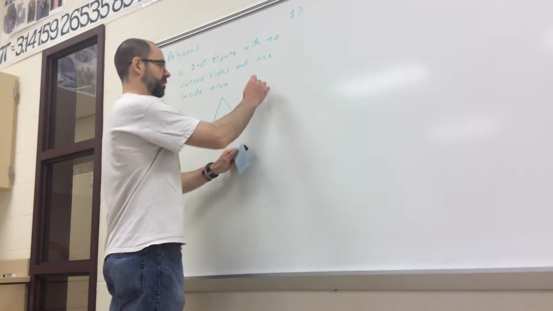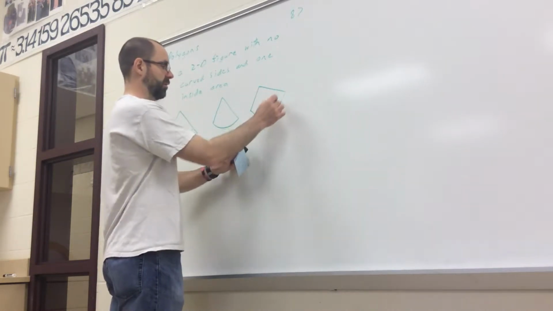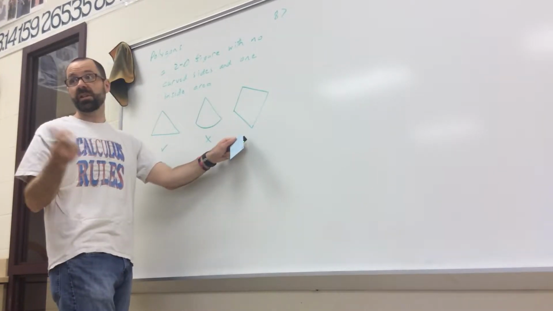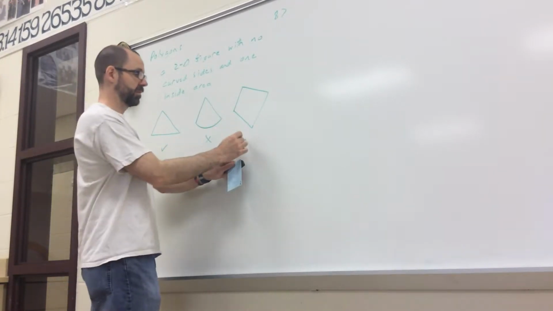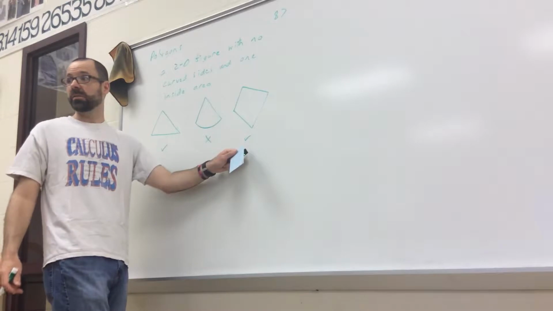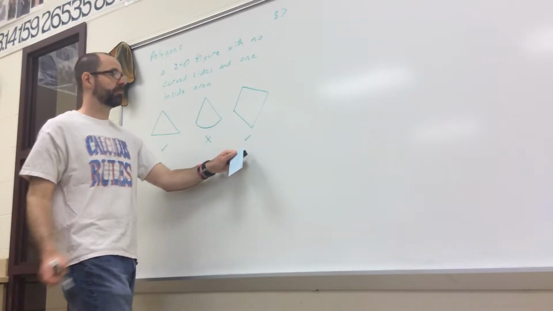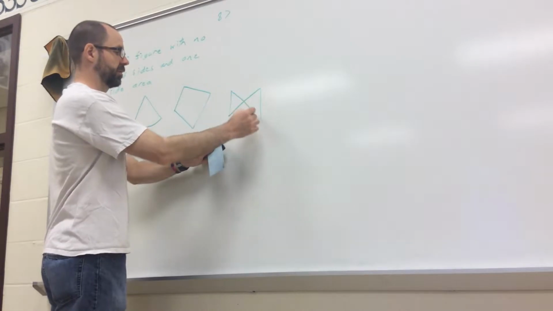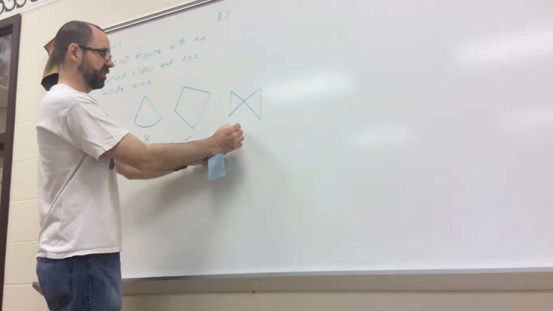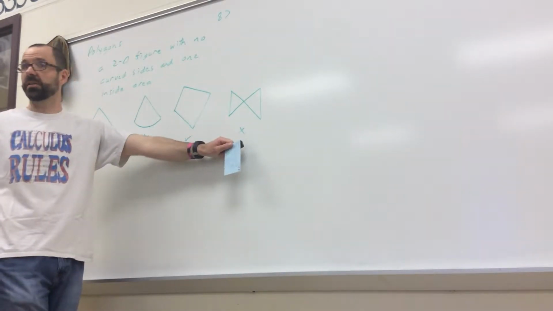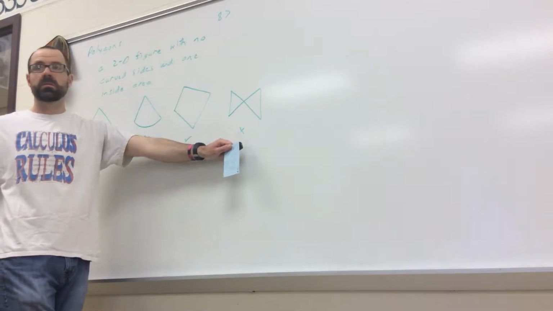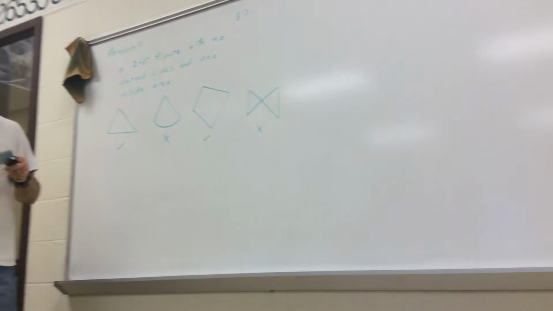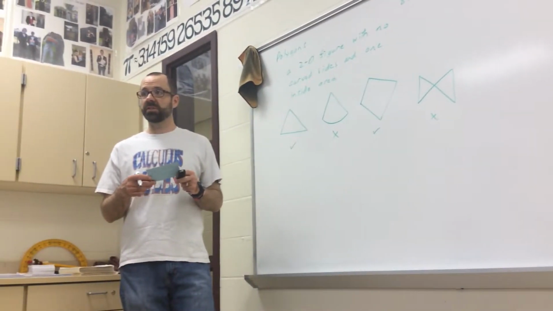Okay, here's a four-sided figure. Doesn't have any curved sides, has one inside area. So that's good. And then this one. That one's out because it has two inside areas. All right, so a polygon has to have no curved sides and one inside area.